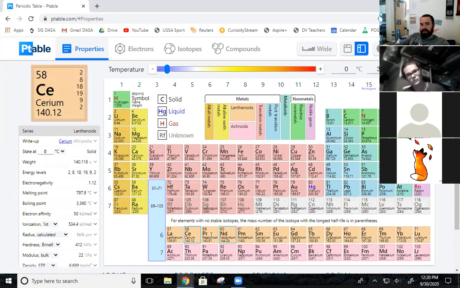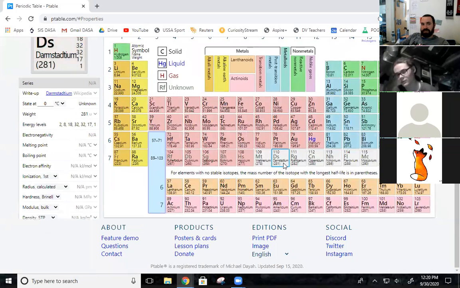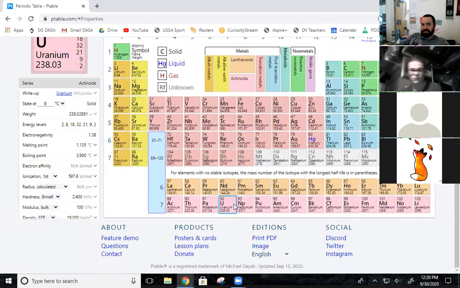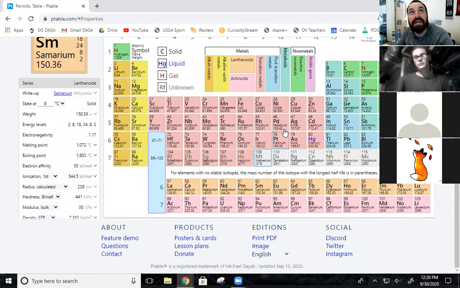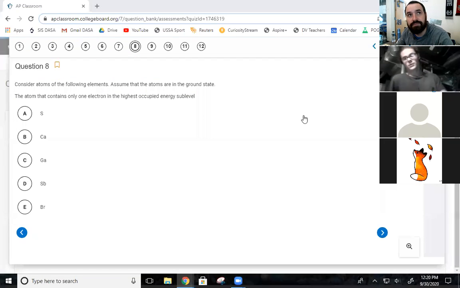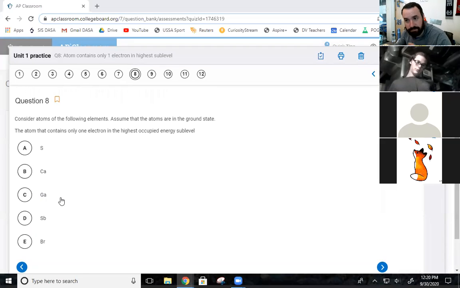You could go down here, but generally in chemistry we don't mess with these a lot because they're extremely rare, and the only time you really start to mess with them is when you get into nuclear chemistry, with uranium and palladium and thorium and stuff. Okay. So are we all in agreement that it is Ga? Yes. Gallium. Okay. So question 8, gallium.